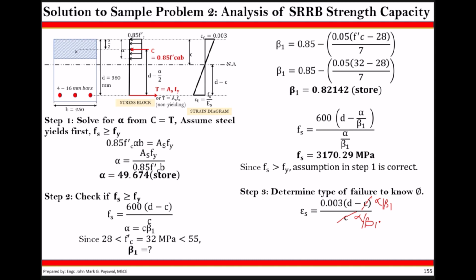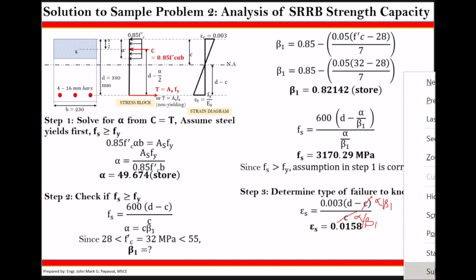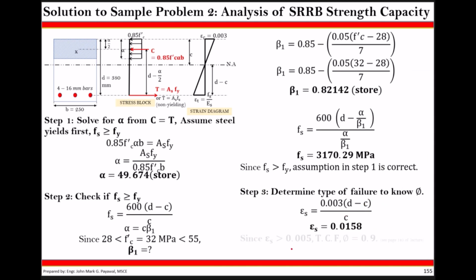Considering that you have paused the video and computed for ES, this is the value: 0.0158. This value is again greater than 0.005. As we've done on a previous problem, we went back to page 145, which is the conditions of failure. But here, I will no longer show page 145. By this time, I hope that you already have a grasp why we're using phi equal to 0.9. Since ES is greater than 0.005, it will fall under the tension-controlled failure. And under tension-controlled failure, the strength reduction factor is 0.9.